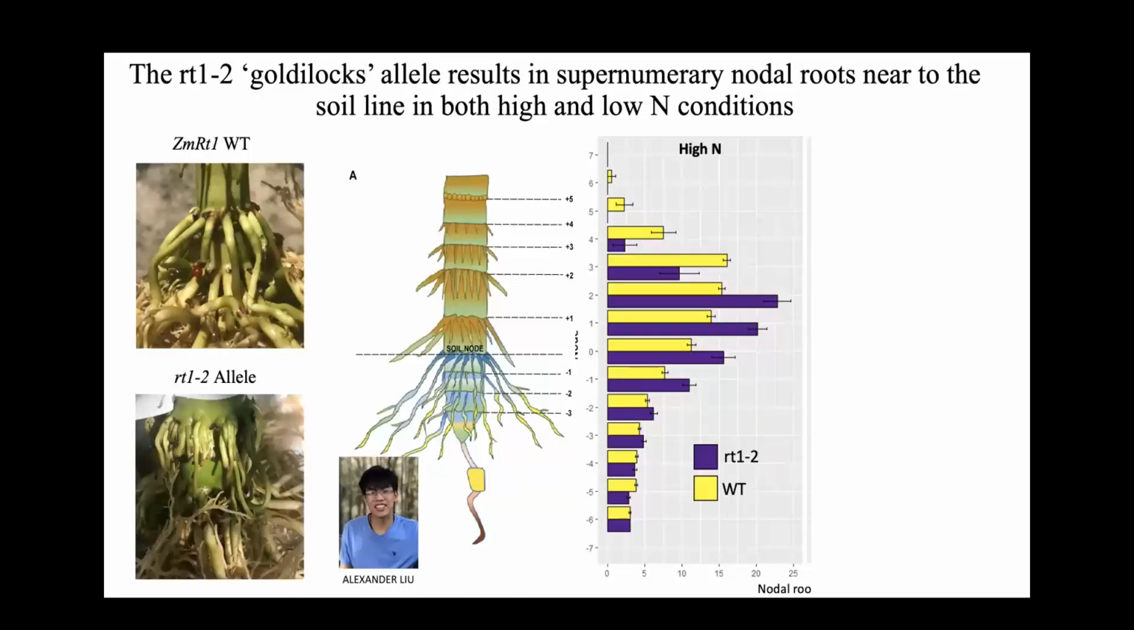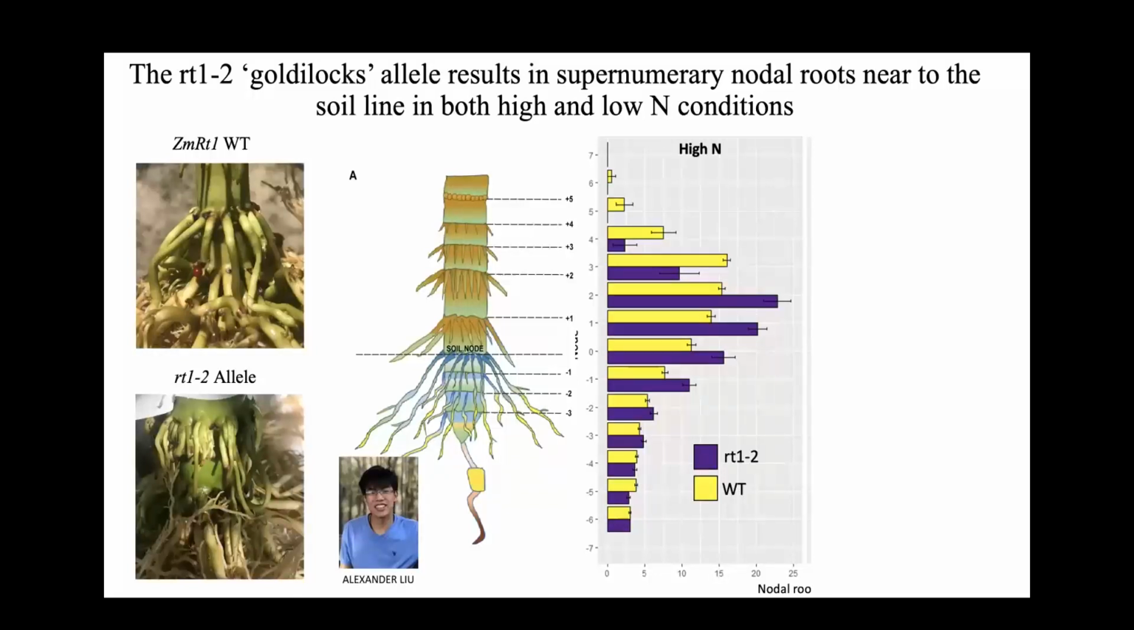So first of all, here's what it looks like. You get these weird, we call them bursting. It's not a very technical term, but it kind of makes sense. Instead of getting these big fat ones, you get many, many little ones that often come out of the nodes here. So effectively, this is the soil line. These are the different nodes, which are the base of each leaf, right? And that's where these nodal roots arise.